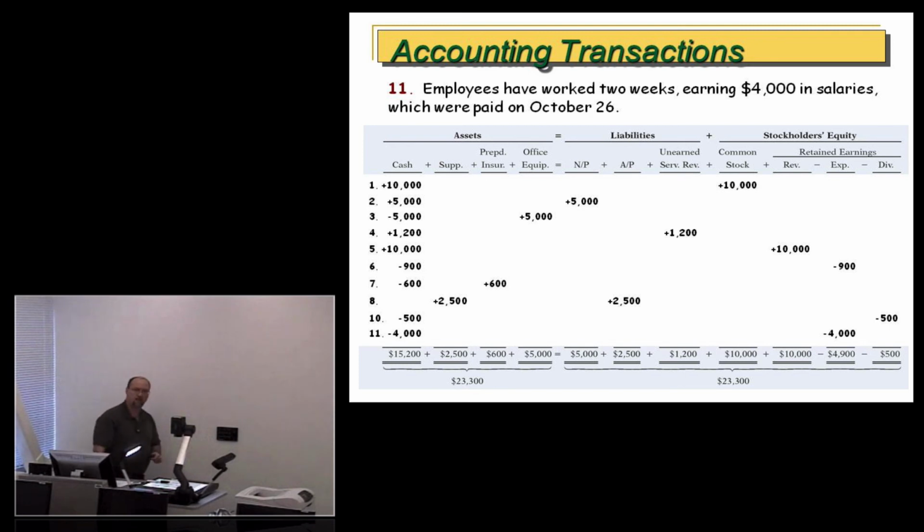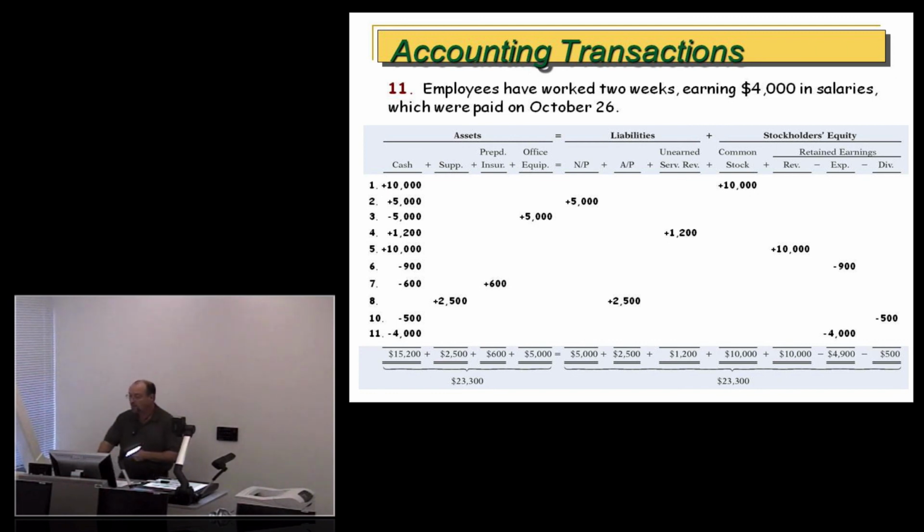Expenses reduce stockholders' equity. Now notice on the bottom here, we summarized the effect of all of these transactions. Cash, current balance $15,200, supplies $2,500, prepaid insurance $600, office equipment $5,000. Total assets equals $23,300. That's the left side. We know the right side has to equal that amount too. We have 3 liabilities: notes payable, accounts payable, and unearned service revenue. For liabilities, total looks like $8,700.